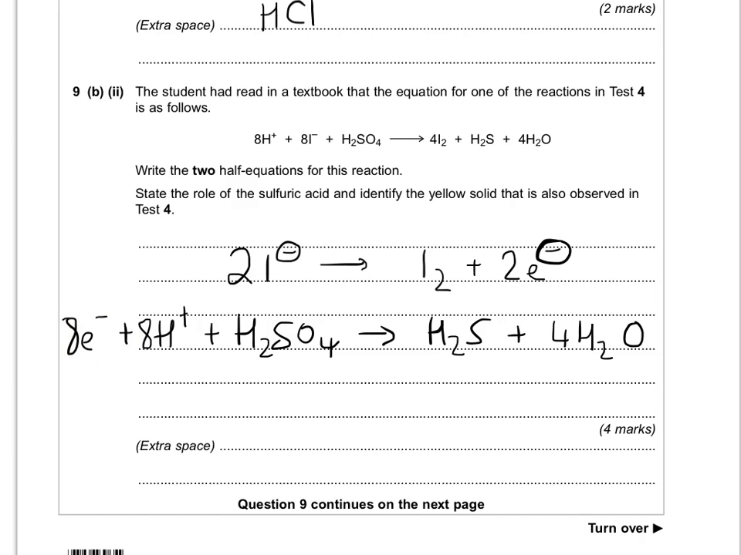State the role of sulfuric acid. Sulfuric acid gets reduced by the iodide ion, so therefore sulfuric acid is an oxidizing agent. And then finally, the yellow solid is sulfur.